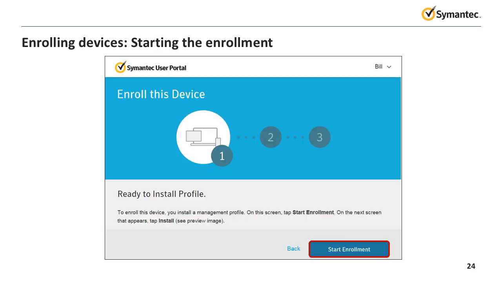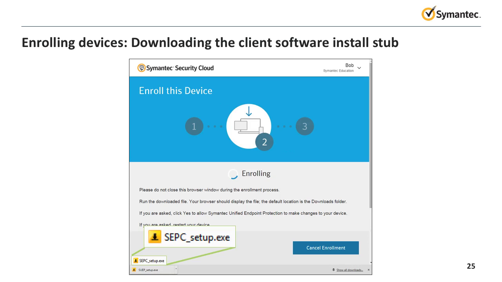After selecting the device ownership, the user is ready to enroll the device. Clicking Start Enrollment begins the process. When the user clicks Start Enrollment, the initial client install package download begins, as shown in the slide. Depending on the user's browser settings, the user may have to choose the client download location. The file name is sepc_setup.exe.